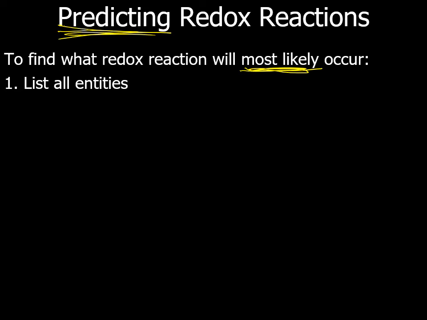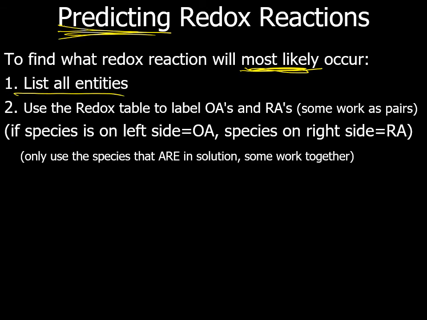So the first thing we need to know is who's present. So we just need to keep track of all the entities based on the situation. And then we're going to use a redox table to find out who is going to act as an oxidizing agent. And remember, oxidizing agents get reduced, so the reduction is gain of electrons. And who's going to act as a reducing agent, and reducing agents get oxidized. Oxidation is the loss of electrons.